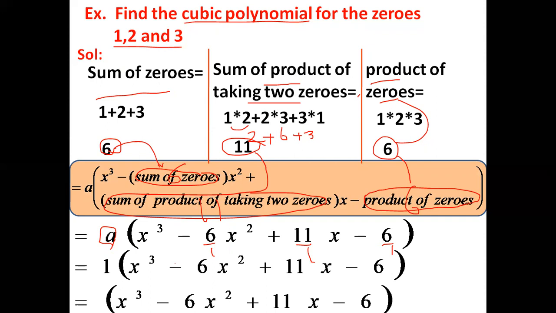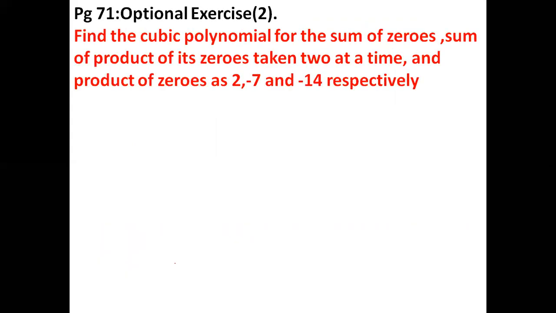So next we see another problem, in the textbook page number 71, optional exercise, second problem. Find the cubic polynomial for which the sum of zeros, the sum of the product of its zeros taken two at a time, and the product of zeros are 2, minus 7, minus 14.